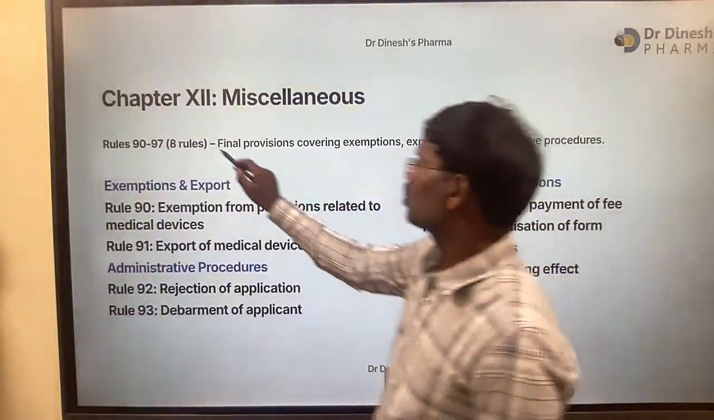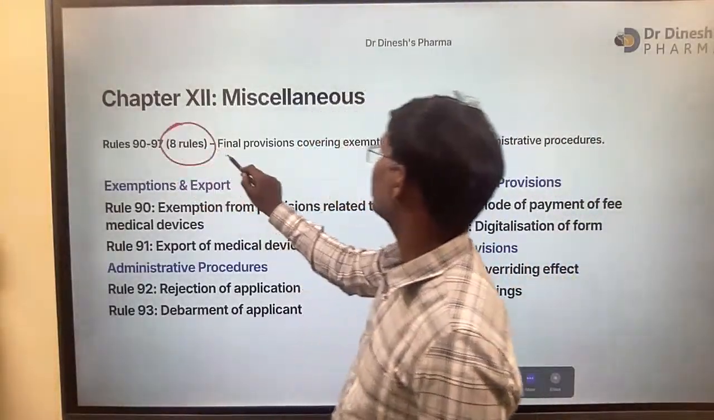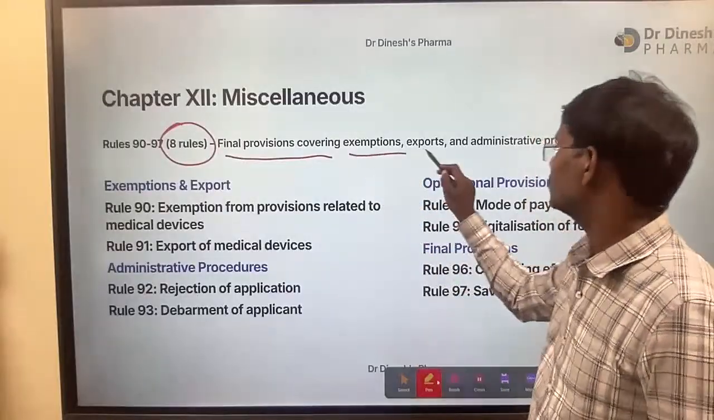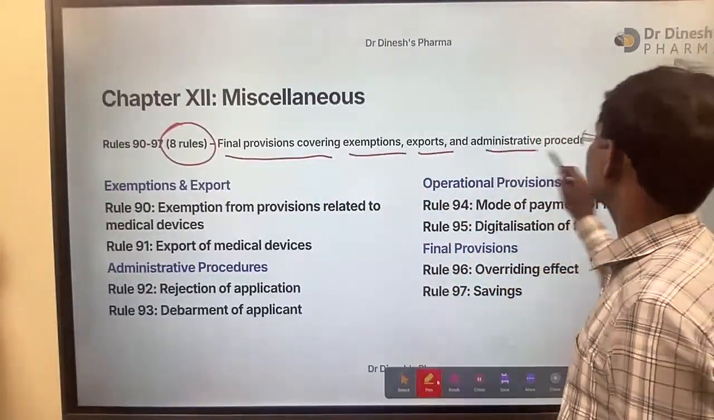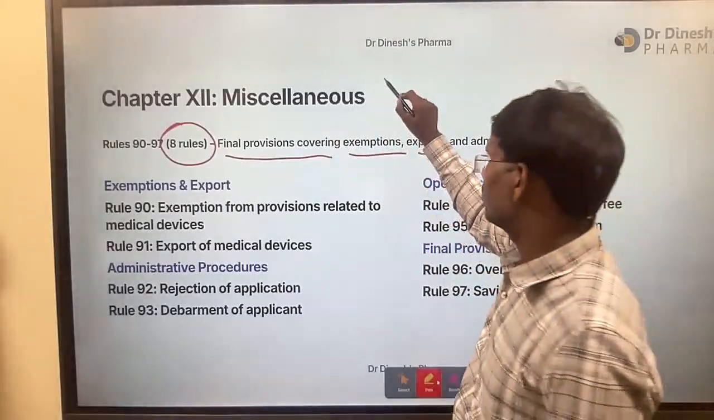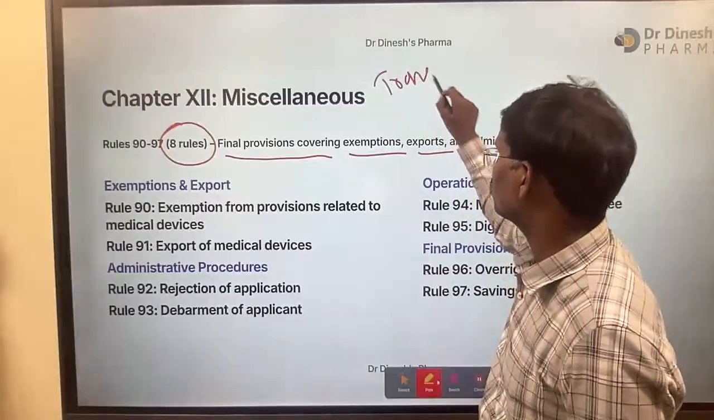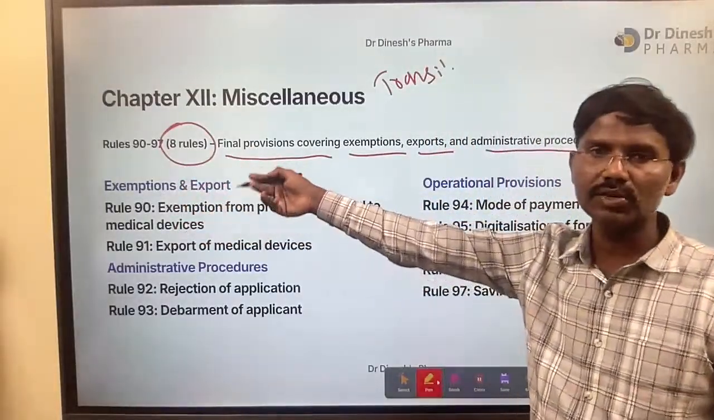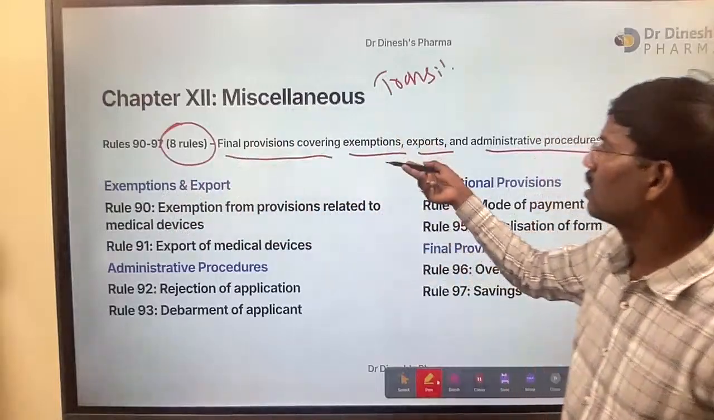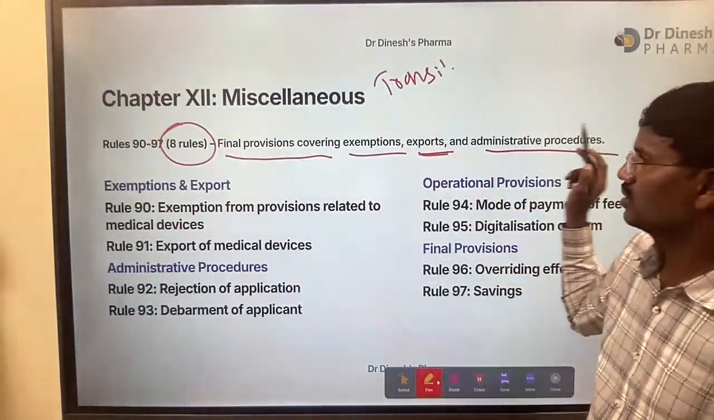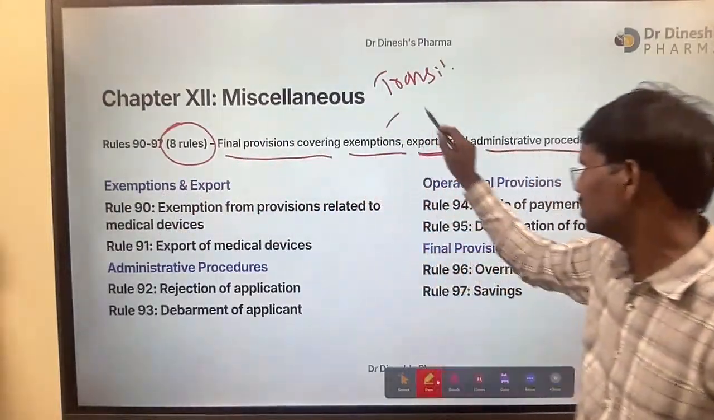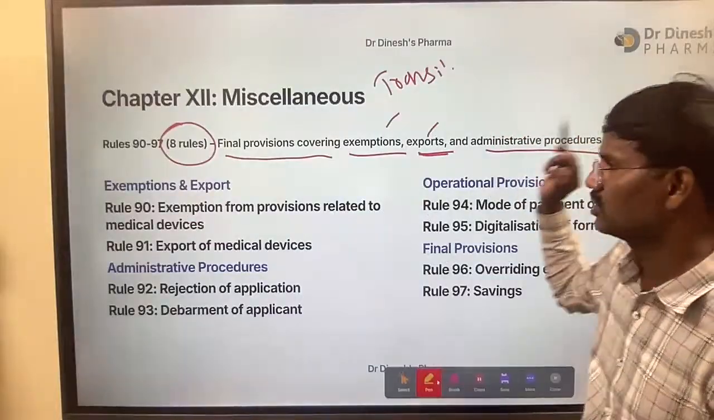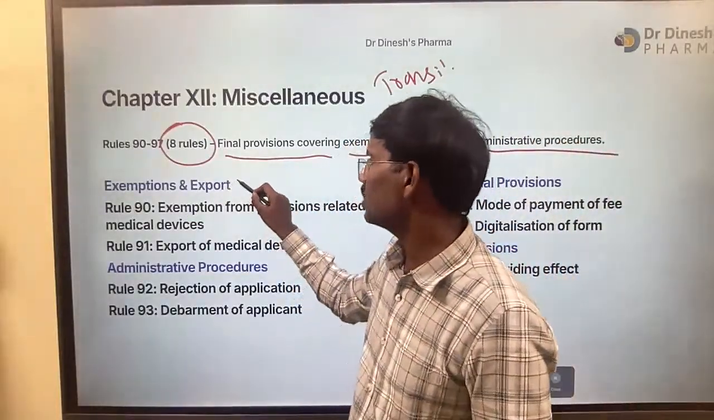It contains 8 rules: final provisions covering exemptions, exports, and administrative procedures. So we talked about transition, and before that, penalties. If something goes wrong, then penalties. Then this is transition: final rule provisions covering exemption, exports, and administrative procedures. So what are the rules in exemption and export?